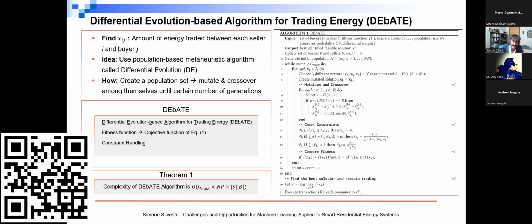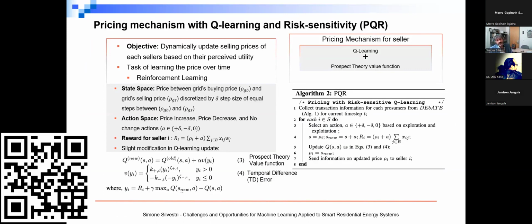Of course, this algorithm is polynomial since it's basically a bunch of loops that are nested with each other. Then we also need to take into account the sellers. So here, the sellers may not be equally competitive.